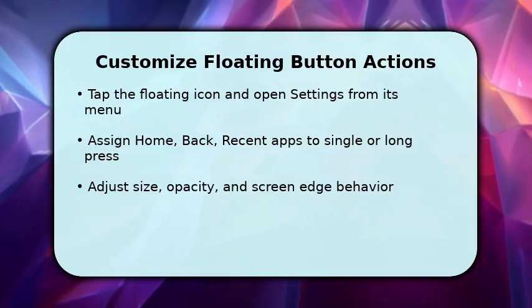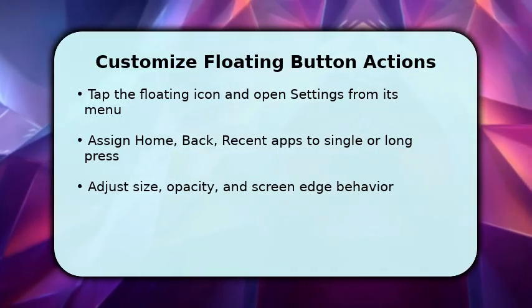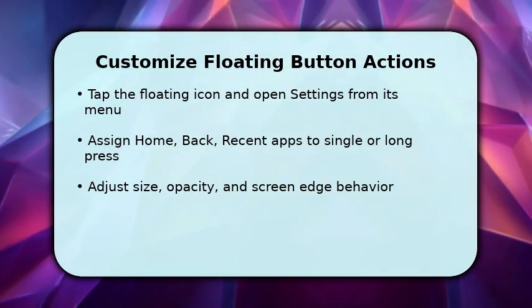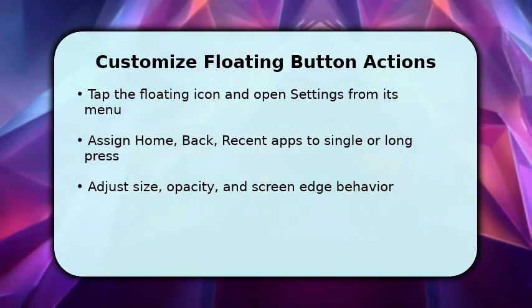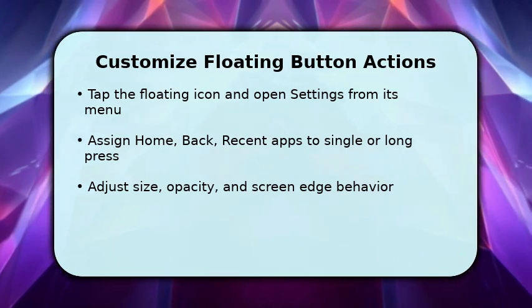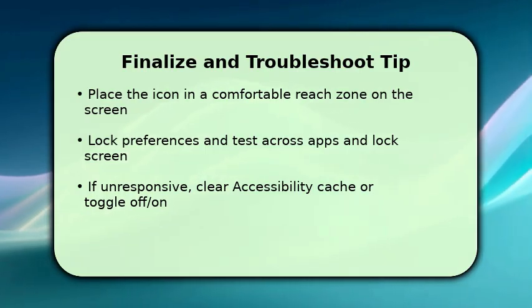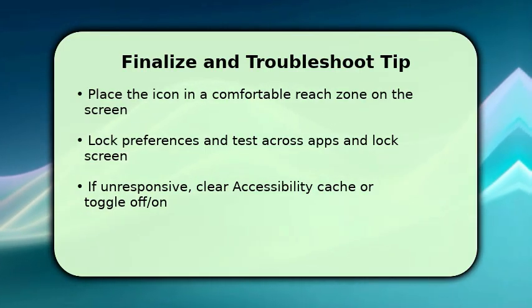Once configured, test each action to confirm it triggers the expected navigation. You do this to match muscle memory and avoid accidental taps while preserving full functionality. Finish by positioning and locking the floating home button so it stays where you expect. Drag it to an edge or corner, then lock or confirm preferences in the accessibility menu.